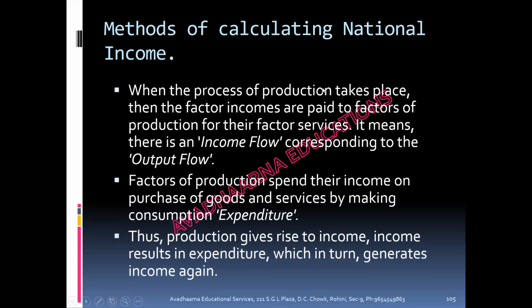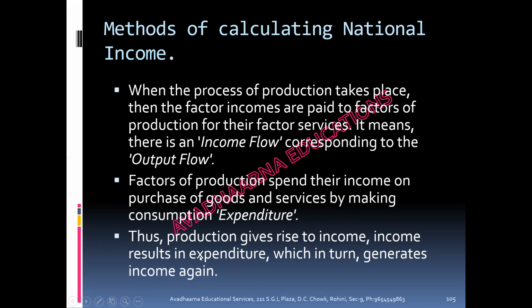Now when the process of production takes place, then factor incomes are paid to factors of production for their factor services. It means there is an income flow corresponding to output flow. Factors of production spend their income on purchase of goods and services by making consumption, and they incur the expenditure. Thus, production gives rise to income. Income results in expenditure, which in turn generates income again.